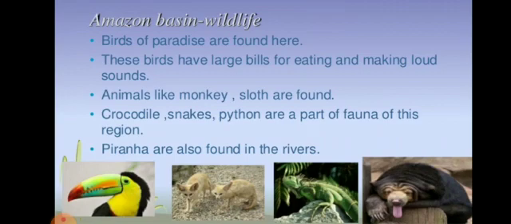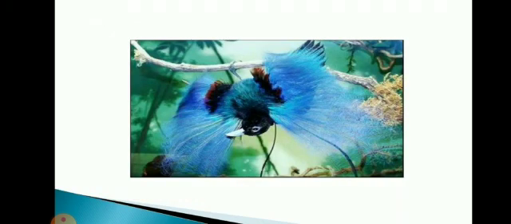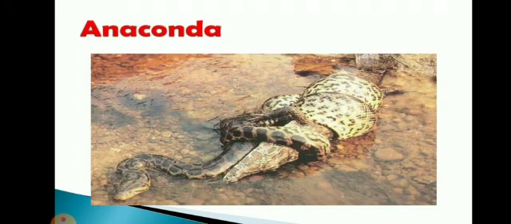Piranha is a kind of fish which is found in this river. Piranha is a very special kind of flesh-eating fish. This is a very beautiful bird of Amazon rainforest. See the beauty of birds.